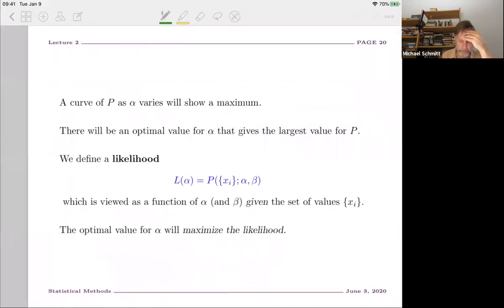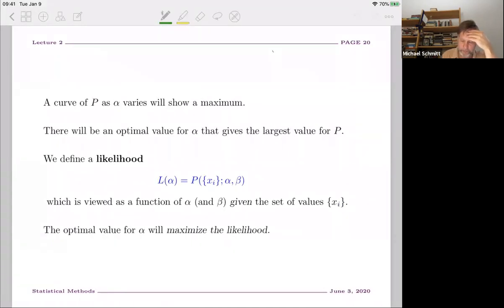Okay, so what happens is that a curve of the joint probability versus alpha will have a maximum. And we can say that that maximum occurs at the correct value of alpha. That's kind of the idea.